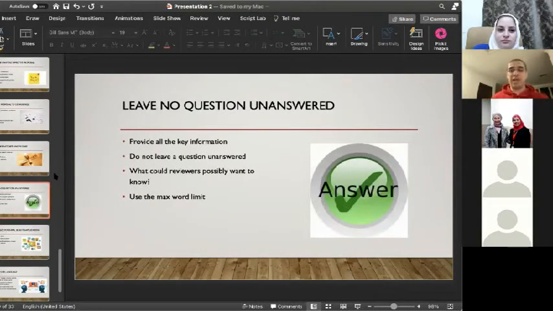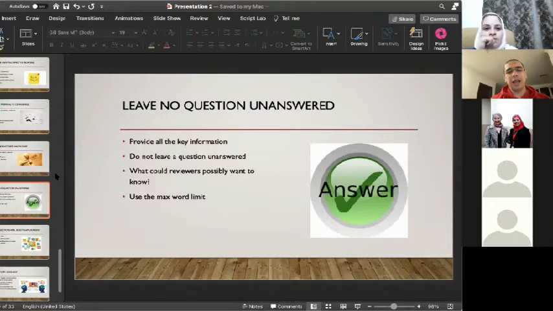Next, leave no question unanswered. One of the most common reasons why a proposal is rejected is because the reviewer didn't get all of their questions answered. So the proposal was missing a key piece of information. Something like, how did the data collection happen, or what kind of research design was used, or what kind of participants, or what were the main findings or the applications of the findings. So make sure that whatever questions come to the reviewer's mind are answered in your proposal.